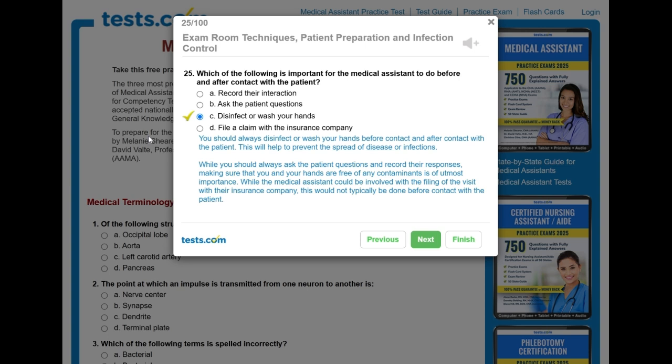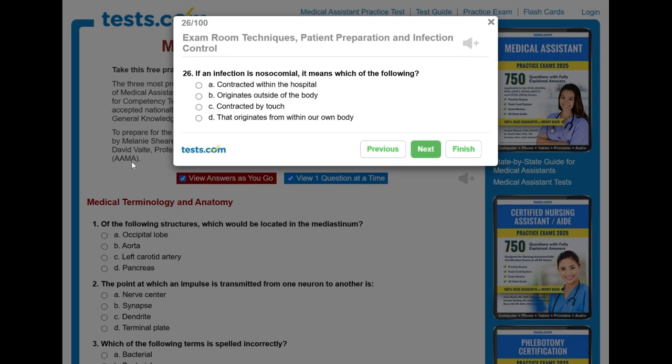You should always disinfect or wash your hands before contact and after contact with the patient. This will help to prevent the spread of disease or infections. While you should always ask the patient questions and record their responses, making sure that you and your hands are free of any contaminants is of utmost importance. While the medical assistant could be involved with the filing of the visit with their insurance company, this would not typically be done before contact with the patient.